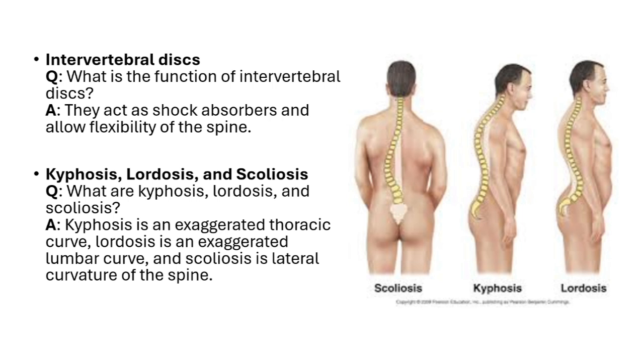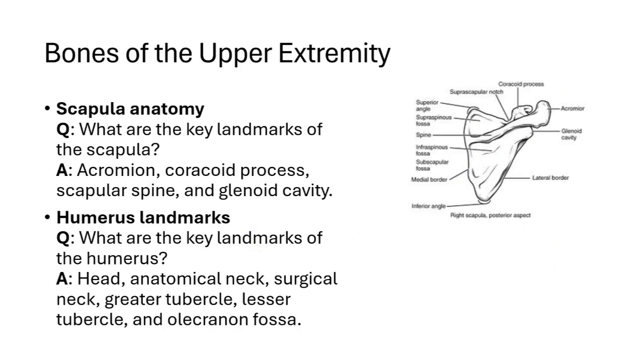So what are kyphosis, lordosis and scoliosis? Kyphosis is a thoracic curve, lordosis is a lumbar curve and scoliosis is a lateral curvature of the spine, as you can see in the image given. So what are the key landmarks of the scapula? It consists of the acromion, coracoid process, scapular spine and glenoid cavity.